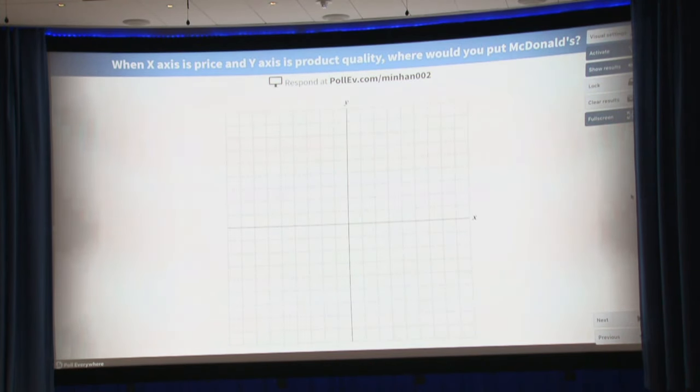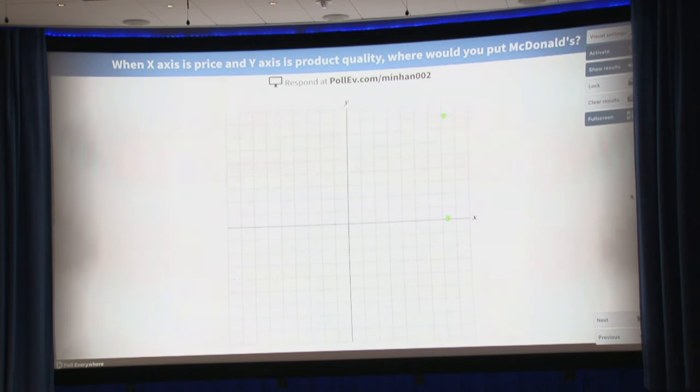And you can have these axes answered too. So in my marketing class, because it's a marketing class, I ask students, if the x-axis is price and the y-axis is product quality, from left to right is the price. The x-axis is the price, so the left side is low price, the right side is high price. And the y-axis is product quality. The bottom is low quality and the top is high quality.